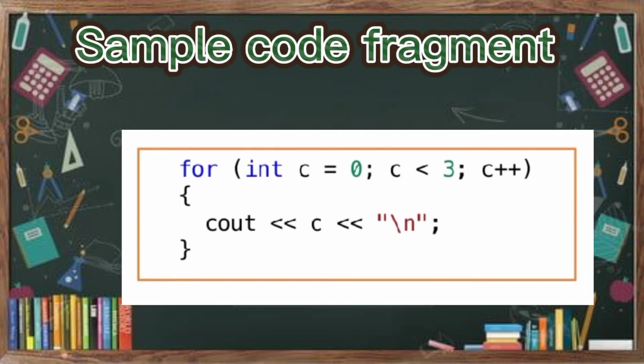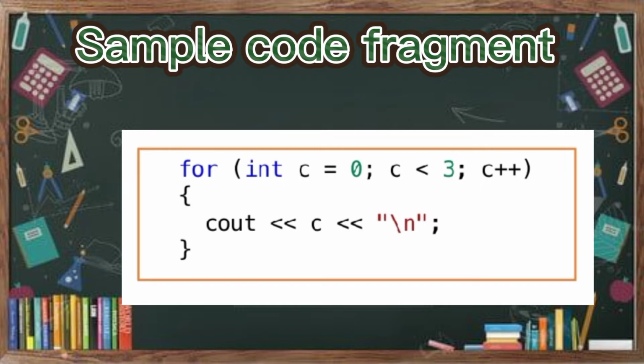Take a look at the sample code fragment. The initial value of variable c is 0. Since 0 is less than 3, it goes to the statement within the for loop, which prints 0. It then increments the value of c, where c becomes 1. Since 1 is still less than 3, it goes to the statement within the for loop, which prints 1. It then increments again the value of c, where c now becomes 2.